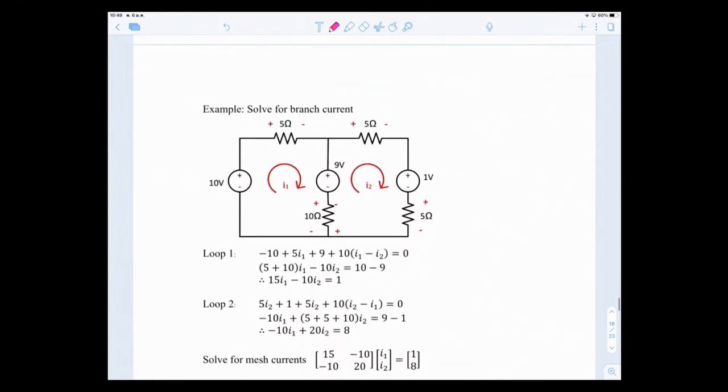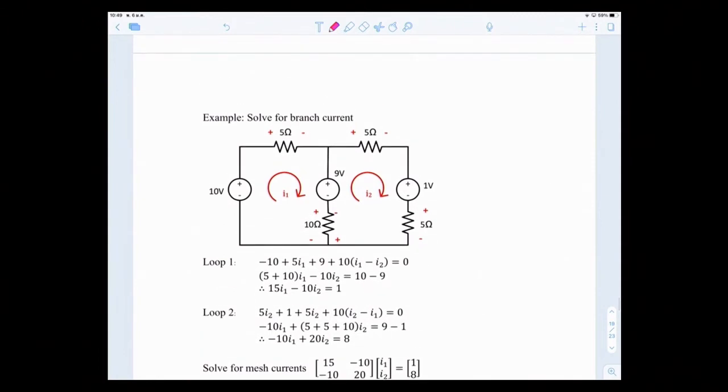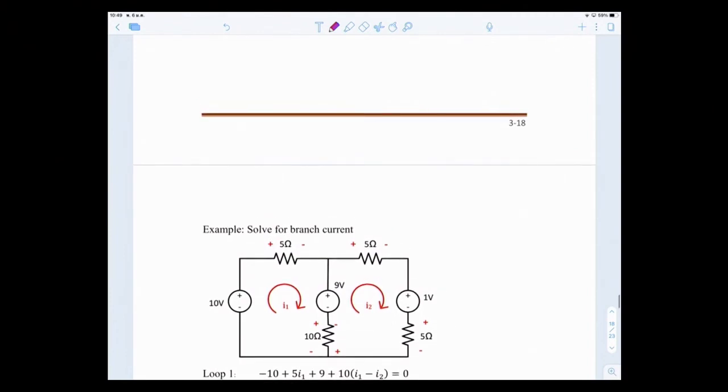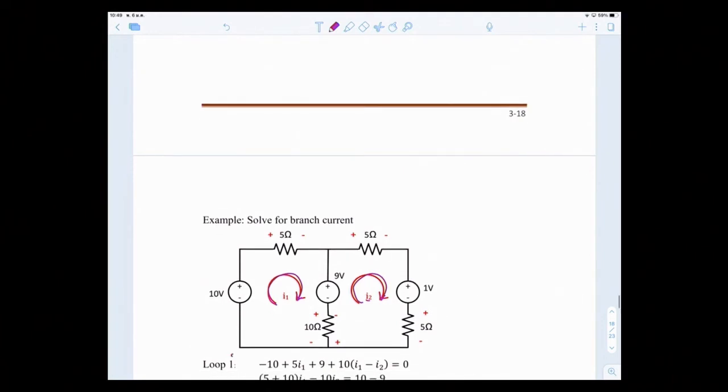So if you look at these problems here, let's try this one. We have two meshes again, right? So therefore, clockwise directions, I1, I2, both clockwise, and then you write KVL for mesh 1. So for mesh I1, you see it goes minus 10, comes here, plus you can write it right away as 5I1. So the voltage drop across the 5 ohm is 5I1.